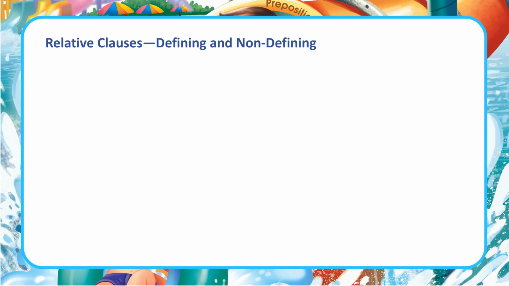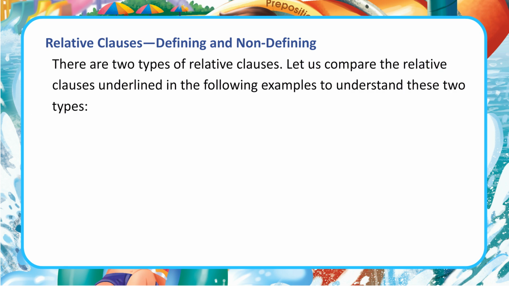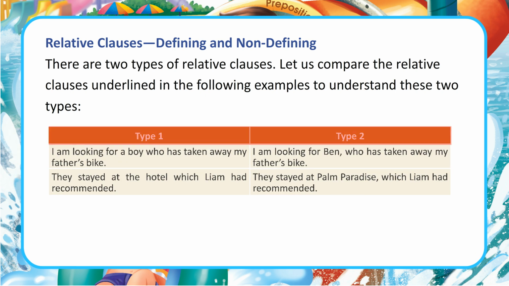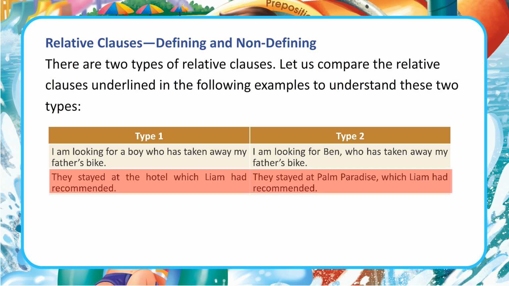Relative clauses, defining and non-defining. There are two types of relative clauses. Let us compare the relative clauses in the following examples to understand these two types. Type 1: I am looking for a boy who has taken away my father's bike. Type 2: I am looking for Ben, who has taken away my father's bike. Type 1: They stayed at the hotel which Liam had recommended. Type 2: They stayed at Palm Paradise, which Liam had recommended.